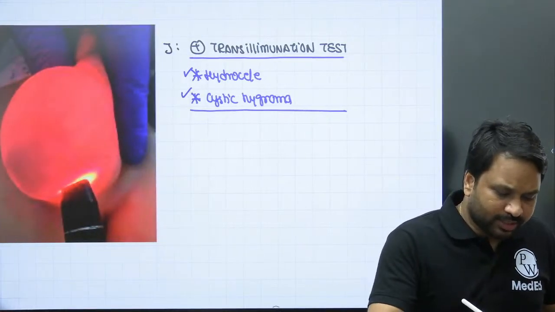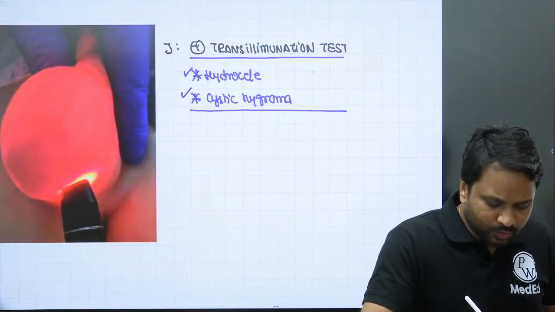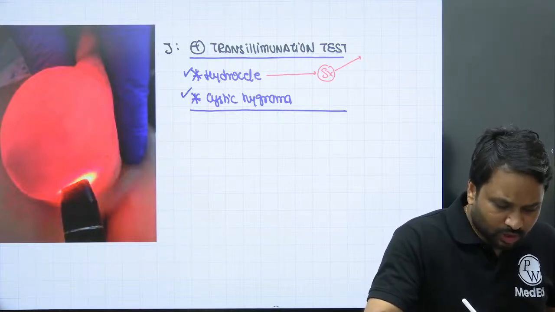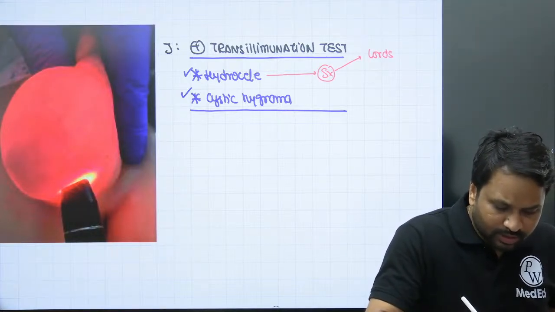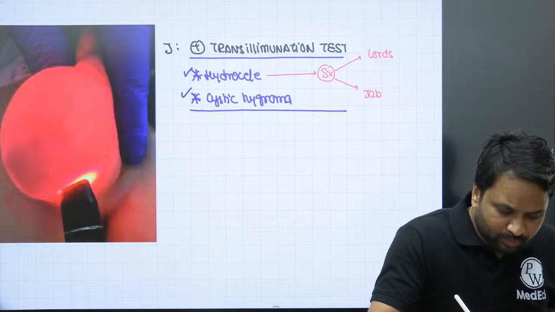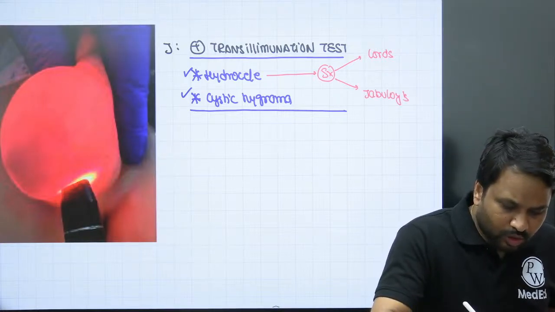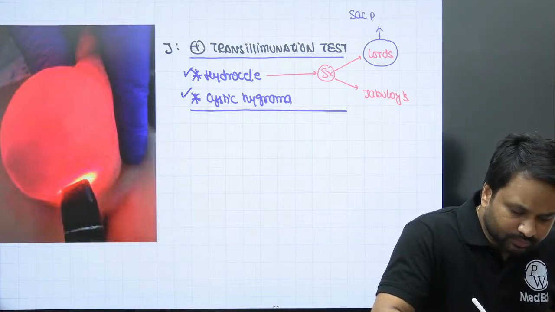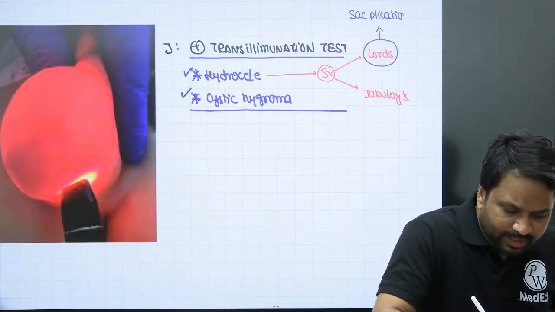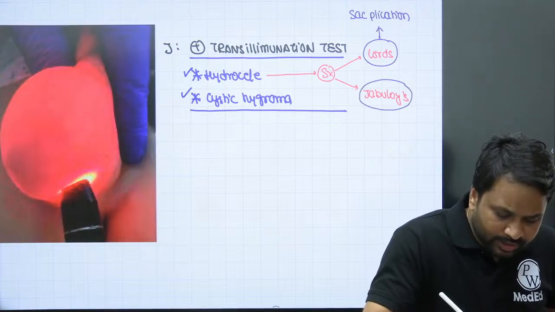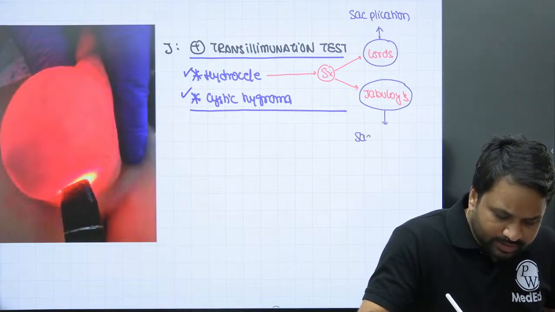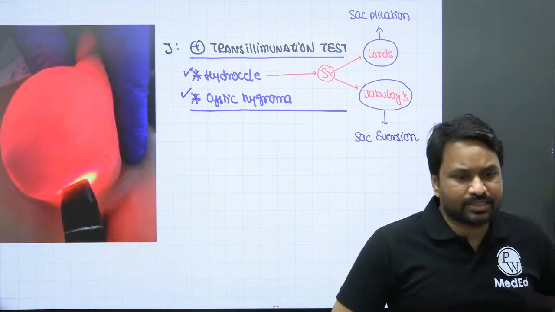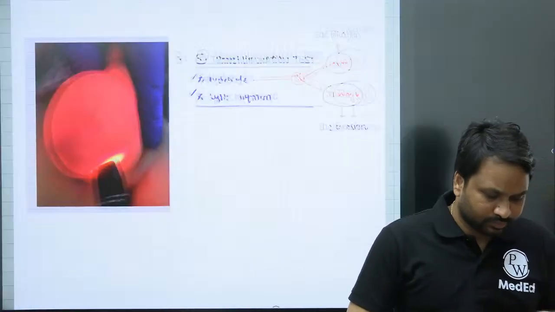If you want to know what are the surgeries done for hydrocele, you have two surgeries. Number one, it is going to be your Lord's procedure. Another one is going to be your Jaboulay's. Lord's is what we call sac plication, and Jaboulay's is what we call sac eversion, right?